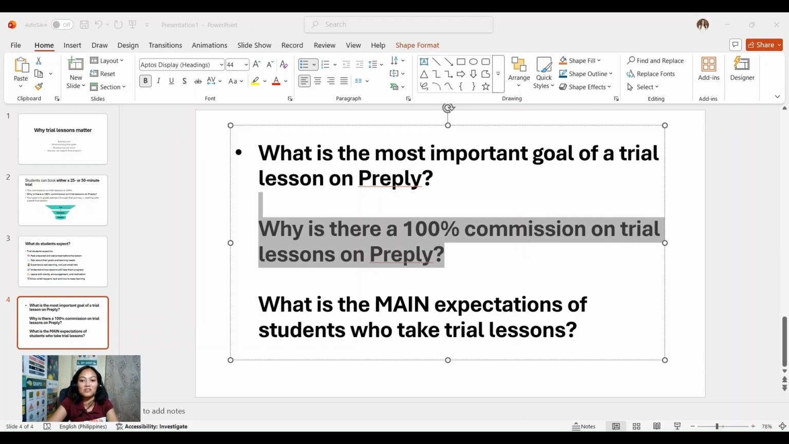So Preply takes the full commission on the trial lesson. But don't worry, guys, the full commission from the trial lesson helps cover those costs. Once the student continues with you, you start earning, from the second lesson and so on. That's where your income comes from. It's not always full, your commission rate improves over time. Only the trial lesson is 100%.